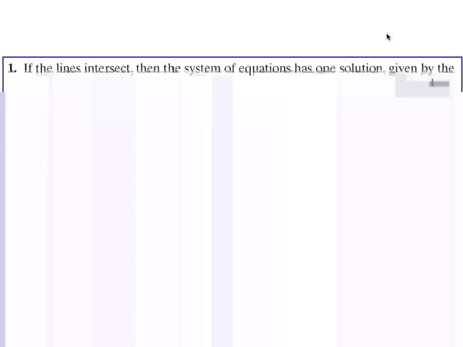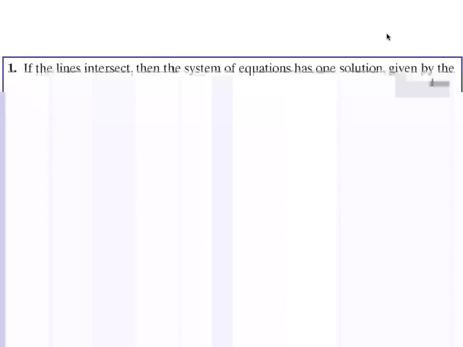So the first thing I want to go through is a couple of different ways that we can have a solution or maybe no solution at all for linear equations. If we graph two linear equations, each with an x and a y, and the lines intersect, then the system of equations has one solution given by the point of intersection. This system is called consistent, and the equations are called independent.